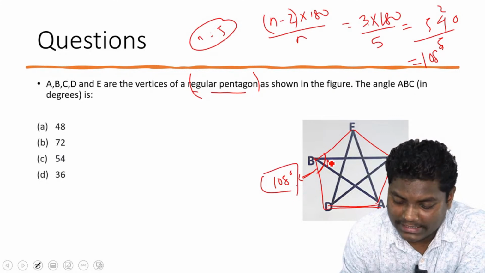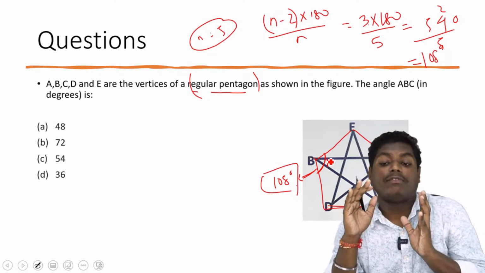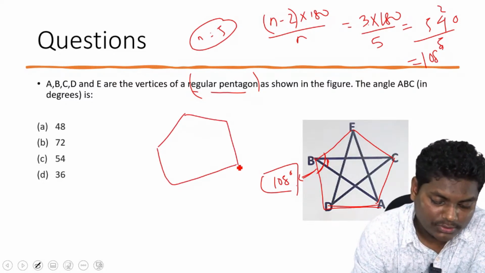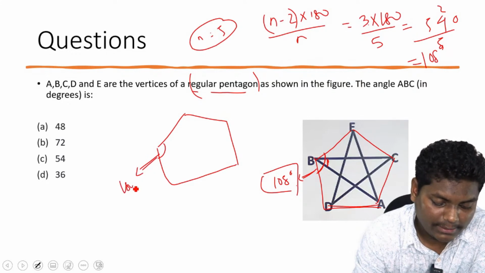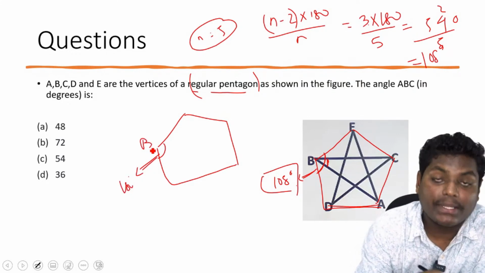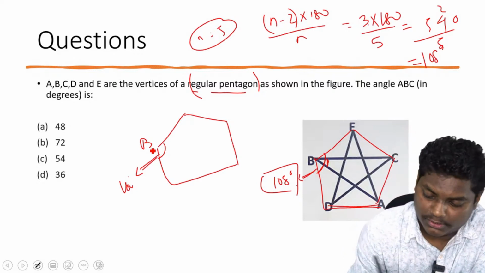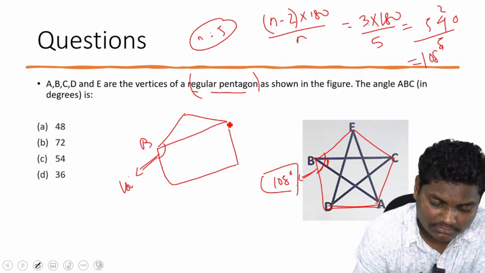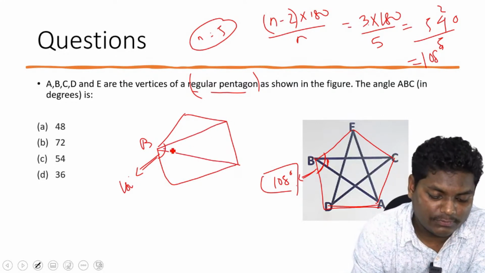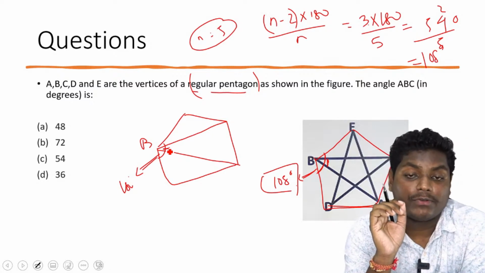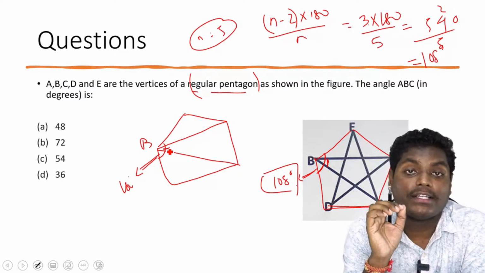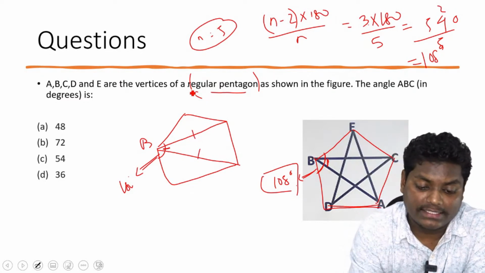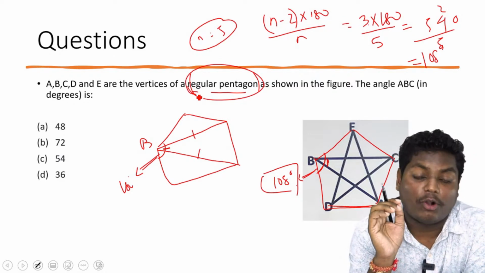Now we want to find this angle. What is the important thing that we need to understand? I'll just draw it over here. Considering all sides, this is 180 degrees. Now this point B: if we draw the diagonals, BC and BA are the diagonals, and we want to find this middle angle. But you need to understand that since it's a regular pentagon, its diagonals will also be equal. That is important.